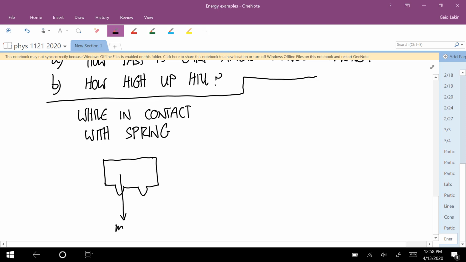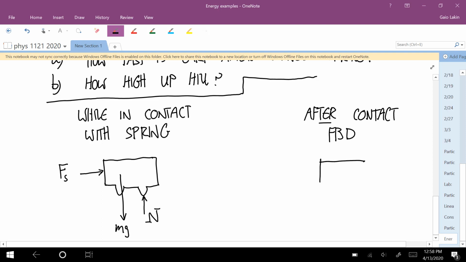There's a weight force, there's a normal force, and there's a spring force. After the contact with the spring ends, that spring force is gone. So the forces you have are the weight, the normal force, and that's it.